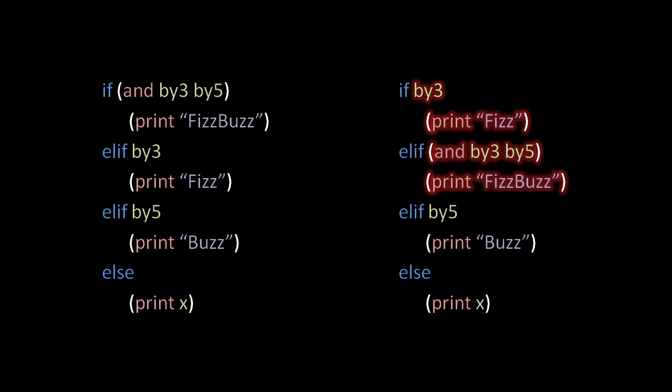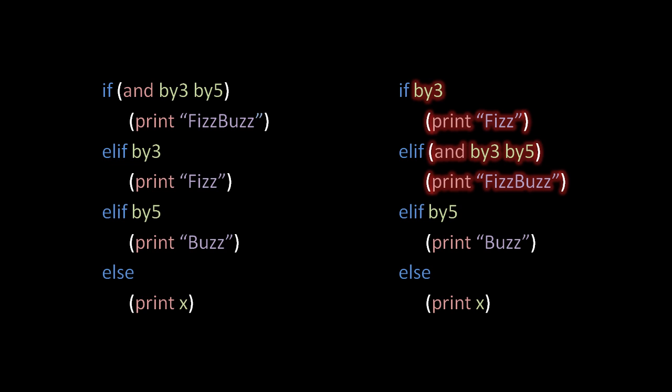For example, if we put the case of just by 3 is true first, then we'd print fizz when we're supposed to print FizzBuzz, because the just by 3 case would test true when both by 3 and by 5 are true. Likewise, if we put the case of just by 5 is true before the case of by 3 and by 5, then we'd print buzz when we're supposed to print FizzBuzz.